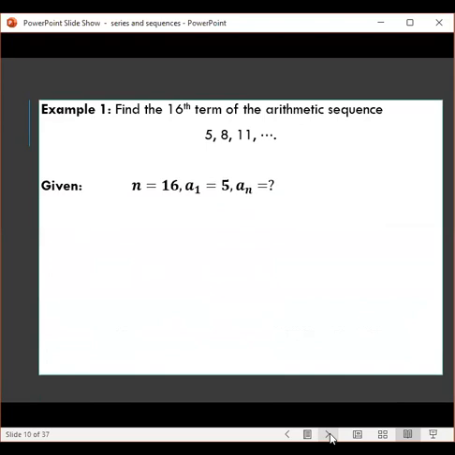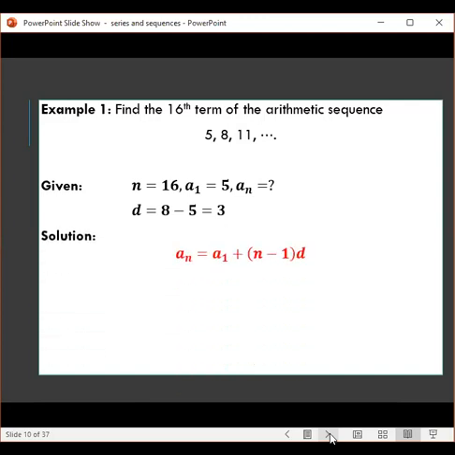So let's identify first the given. n is equal to 16 because that is what we want to find. And then a sub 1 is equal to 5. That is the first term in the sequence. And what we want to solve is a sub n or a sub 16. To find the common difference, we simply subtract 8 minus 5, you get 3. Or 11 minus 8 is 3.